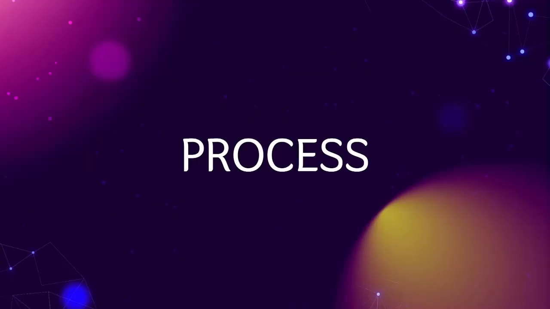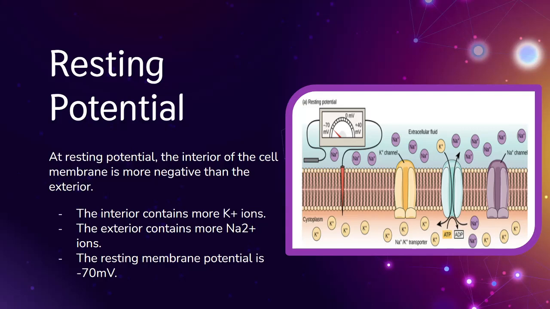So what is the process? In the beginning, the axon is usually at resting potential. At resting potential, the interior of the cell membrane is more negative than the exterior. The interior contains more K+ ions and the exterior contains more Na+ ions. This means that the interior has more potassium ions and the exterior has more sodium ions. The resting membrane potential's value is usually -70 millivolts.